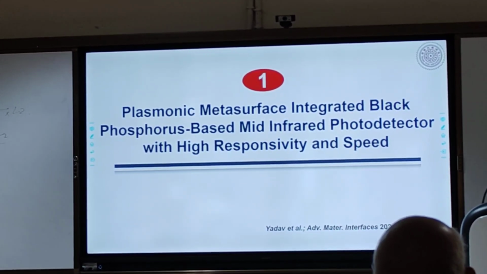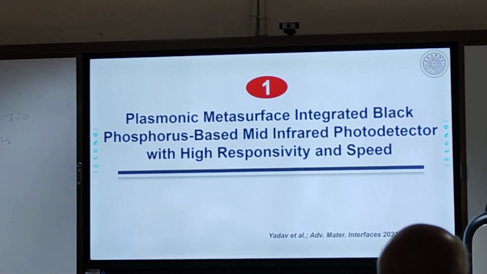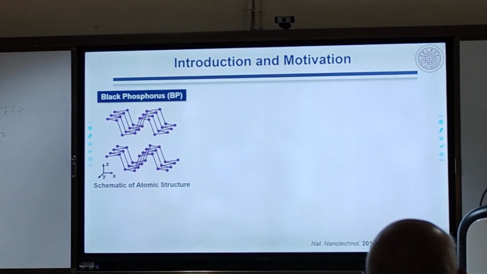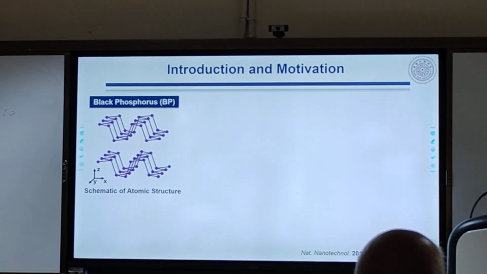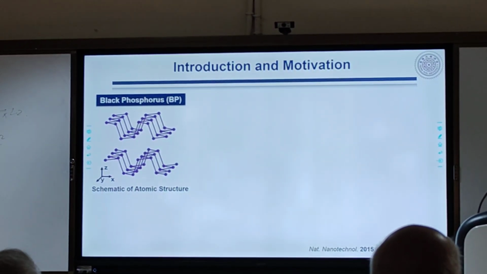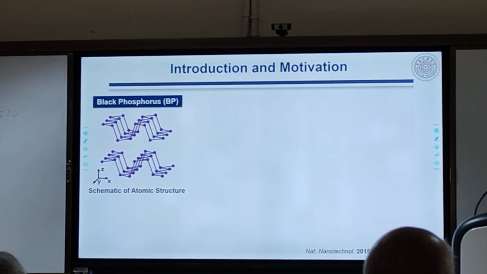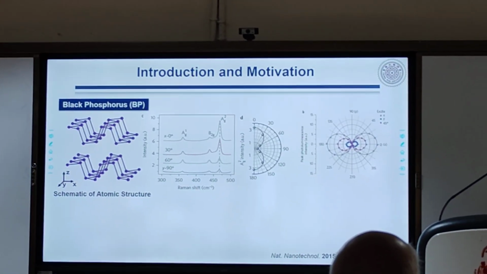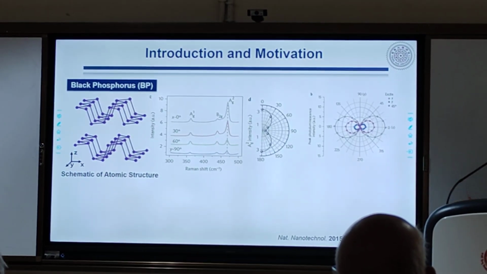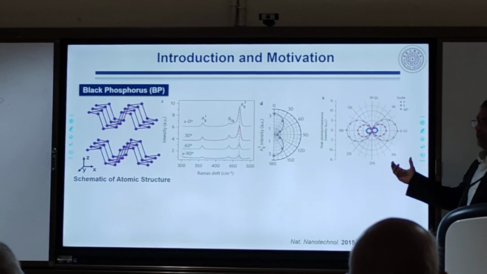This is about plasmonic metasurface integrated black phosphorus based infrared photodetectors. So why black phosphorus? Black phosphorus has the property that its atomic arrangement in different directions is different. In one direction it has a zigzag orientation, and in another direction it has an armchair orientation. The orientation of black phosphorus can be characterized using polarization dependent Raman and polarization dependent PL.